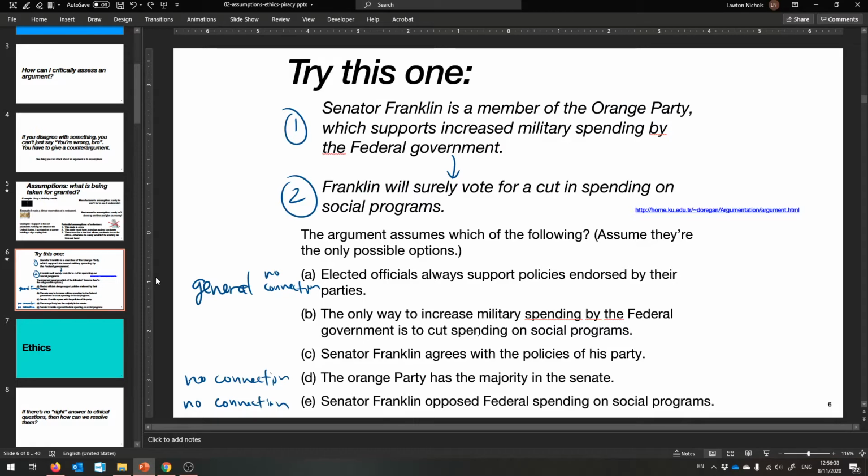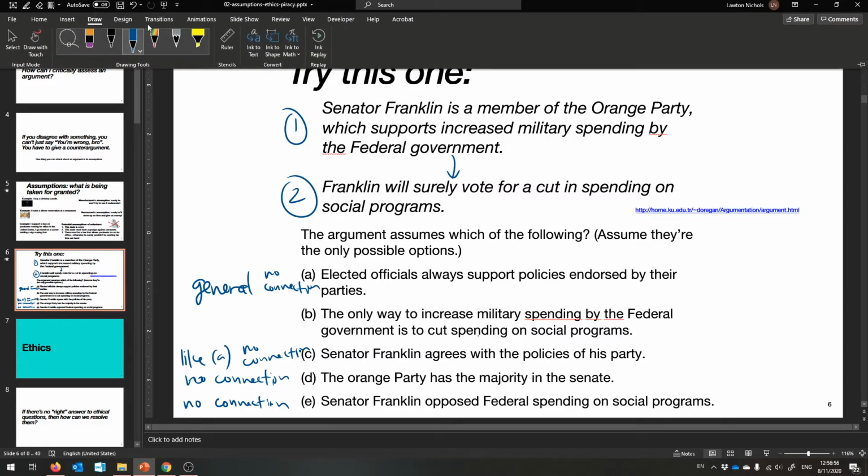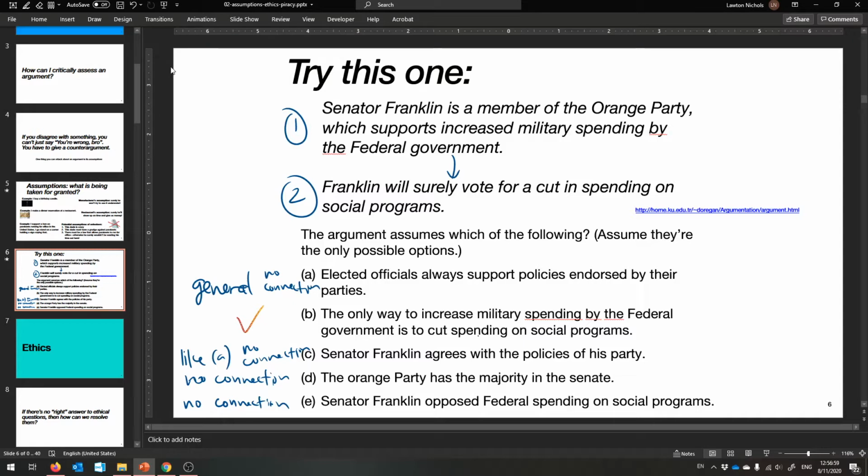This is like A, but weaker, less general. You see that? It's like every elected official supports their party. Senator Franklin only supports their party. So that is, like A, again, no connection. And so the way that I went about this, I left B as the only option, but why? Why is B the right answer? Well, it links the two arguments. It actually performs some kind of link. It links the two sentences.